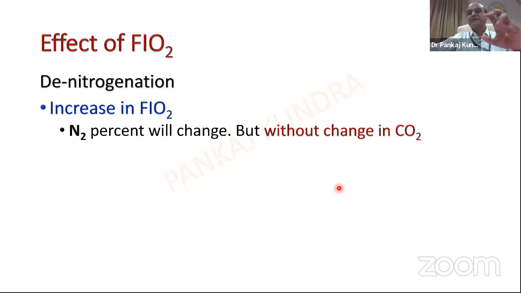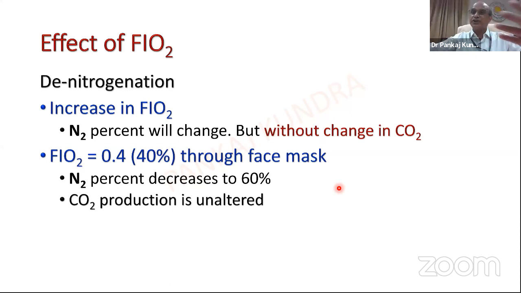Now, what is the effect of FiO2? As anesthetists, we do denitrogenation, which was earlier called pre-oxygenation. When we increase the FiO2, the nitrogen content only falls, but there is no change in CO2 levels. And if we increase the FiO2 to 40% through a face mask, the nitrogen content will come down to 60%, but the CO2 production remains unaltered.